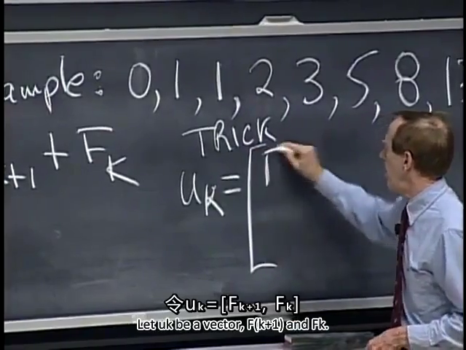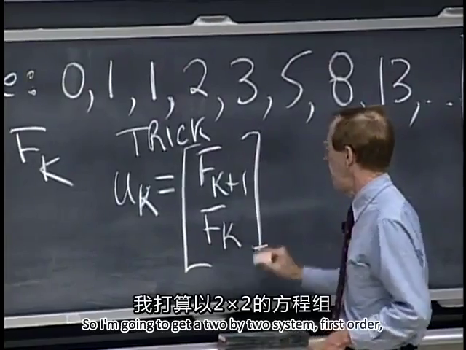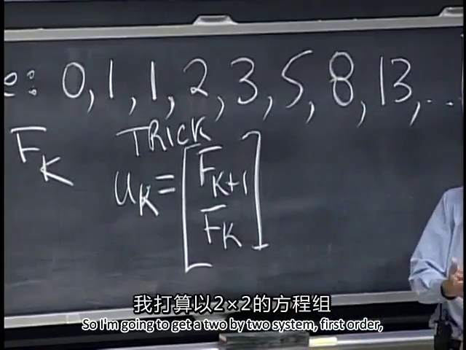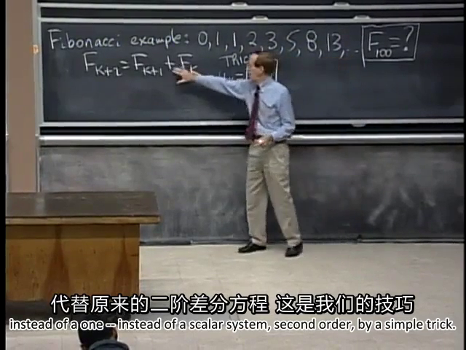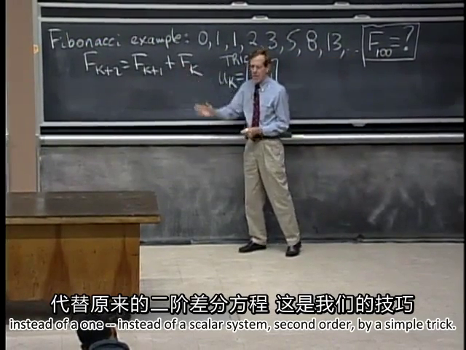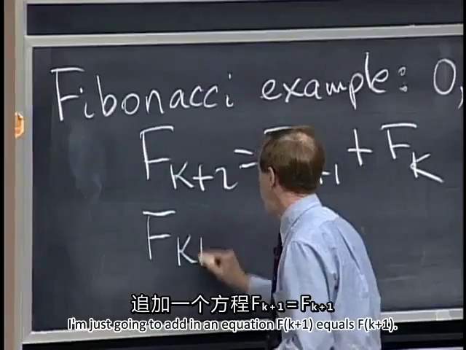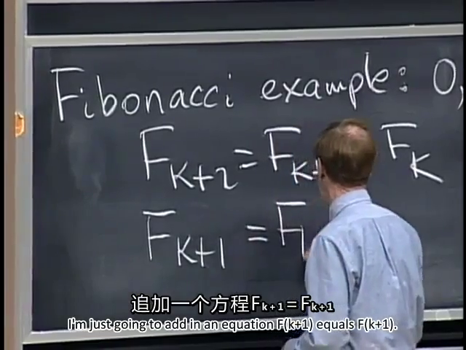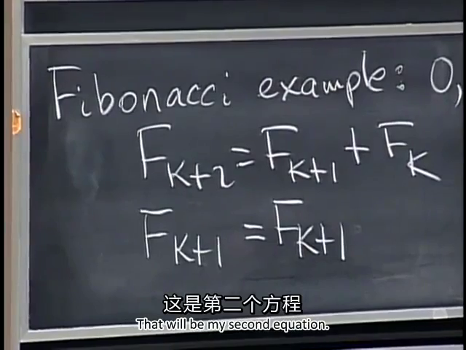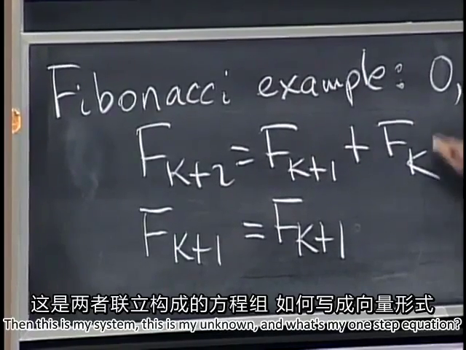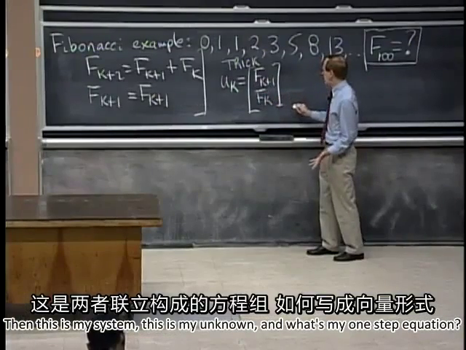Let uk be a vector, fk plus 1 and fk. So I'm going to get a 2 by 2 system, first order, instead of a scalar system, second order, by a simple trick. I'm just going to add in an equation, fk plus 1 equals fk plus 1. That will be my second equation. Then this is my system.